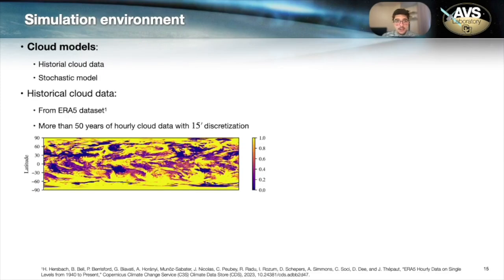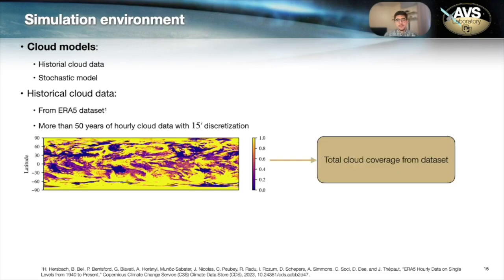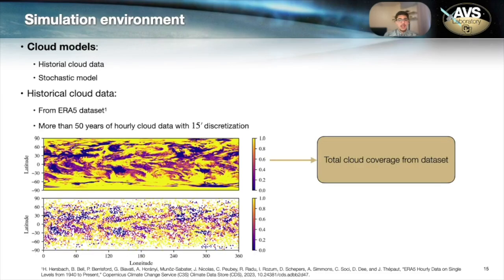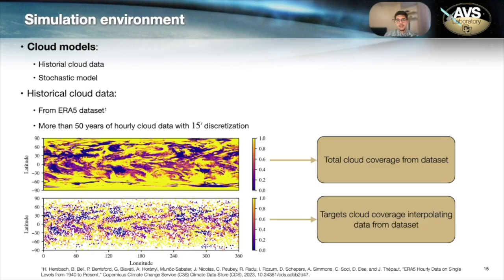In addition to BSK-RL, we are accounting for clouds using two different cloud models. We have historical cloud data from the ERA5 dataset, which has more than 50 years of hourly cloud data with 15 minutes discretization in latitude and longitude. The first image here shows the cloud coverage over the world using the dataset. The second one is after assigning cloud coverage to each of the targets using interpolation techniques based on the data from the dataset.